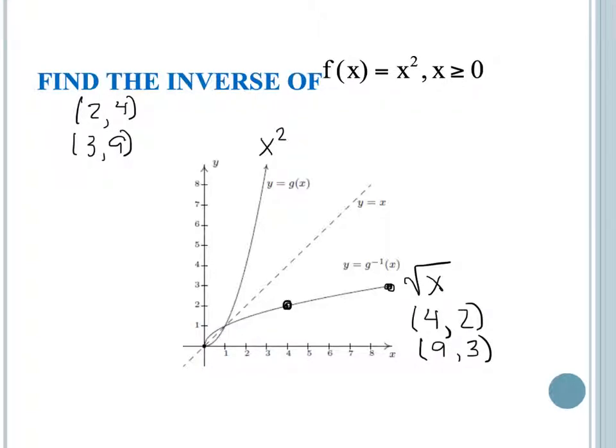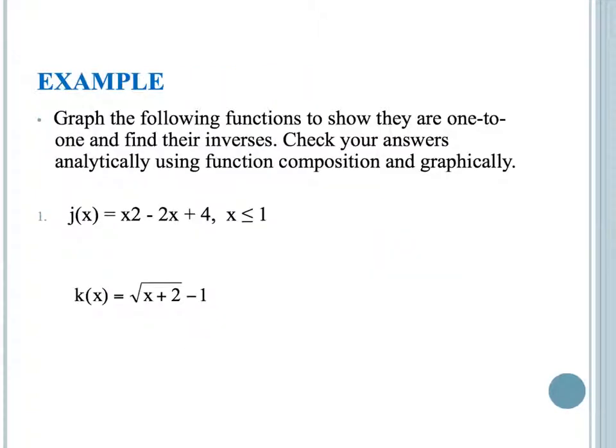This is what happens when you swap, you interchange the x and y's. The ordered pairs from the x's on the original become the reverse. You've interchanged the x's and the y's in your inverse. So I'm going to leave it to you to graph the following functions, but if we want to check our answers analytically, well, first I need to find the inverses, and then I need to use function composition.